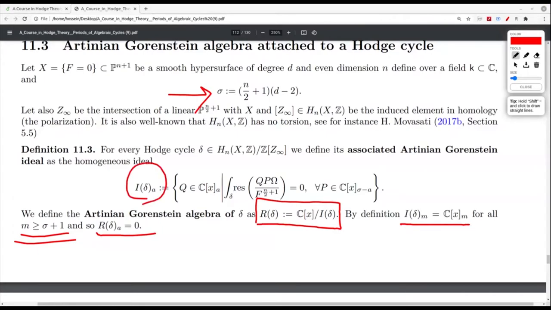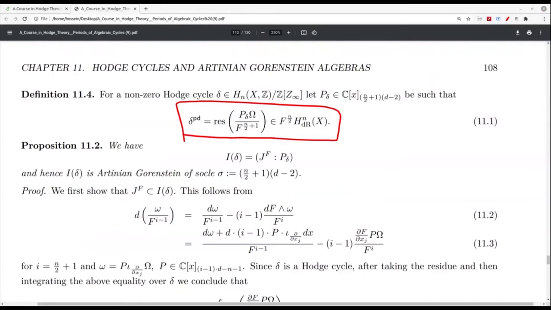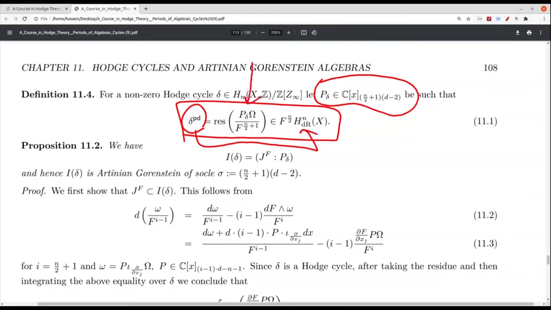So let's first introduce this polynomial P_delta. This is by Poincaré duality. Just take the Poincaré dual of delta. This will be an element of here. We are in the primitive cohomology, but by Griffiths' theorem, there will be some polynomial P_delta for which this differential form here represents delta in the primitive cohomology.